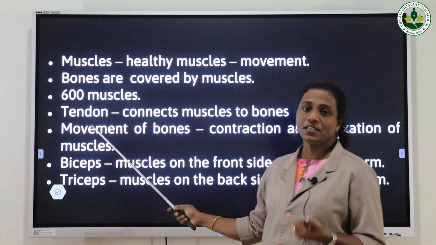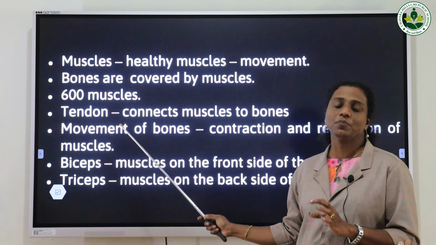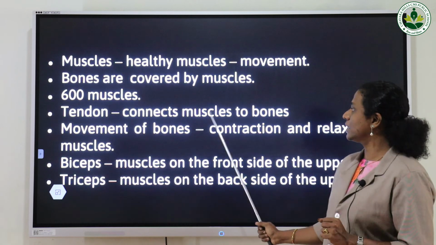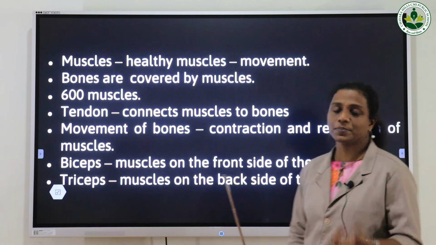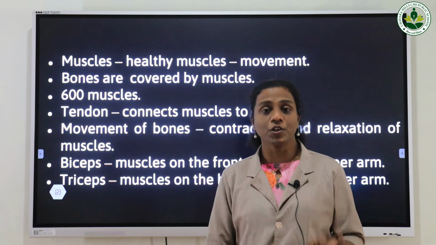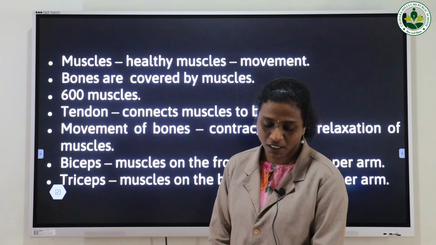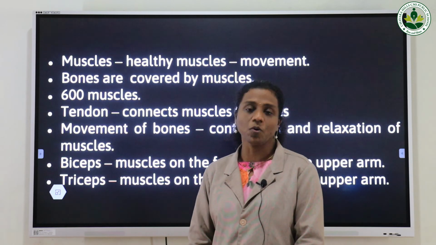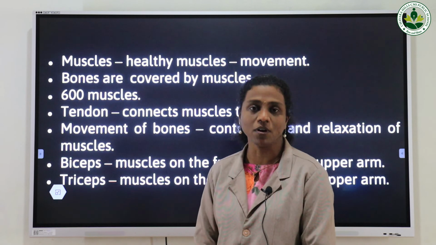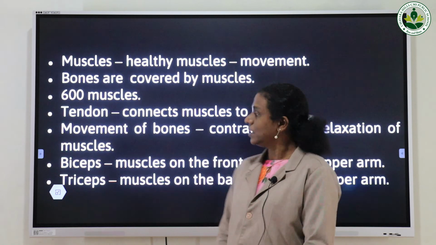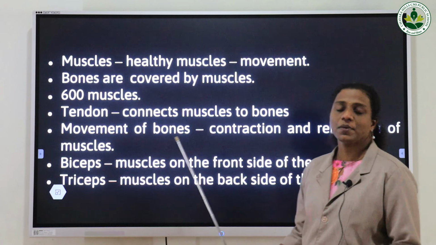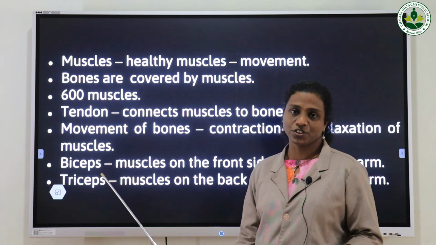Then next is tendon. That means a muscle is connected to a bone with the help of a tendon. It connects muscles to the bones. So you can expect another question, what do you mean by tendon. A tendon is a tough fibrous tissue present in the body that connects a muscle to a bone and also helps in movement. Then movement of bones is mainly due to the contraction and relaxation of muscles.